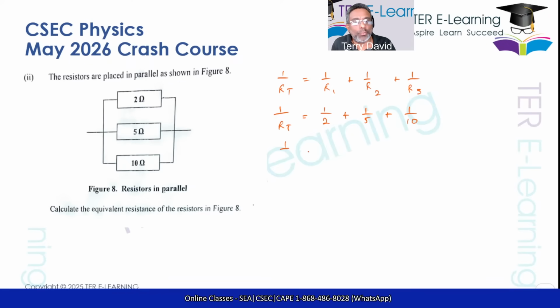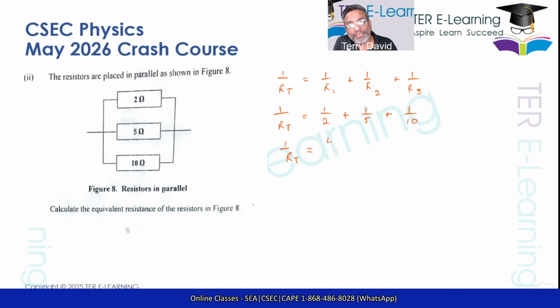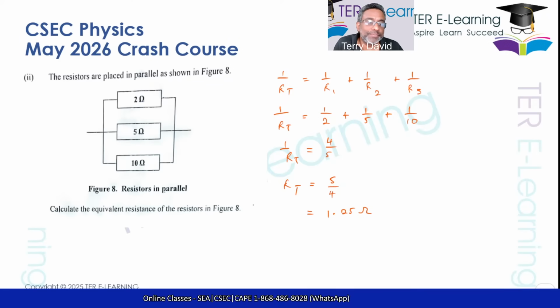Therefore 1 over RT is equal to a half plus 1 over 5 plus 1 over 10, and you're going to get 4 over 5. So therefore RT is equal to 5 over 4. This is 1 1/4, which is 1.25 ohms. Okay, so that's how we calculate resistance in parallel.